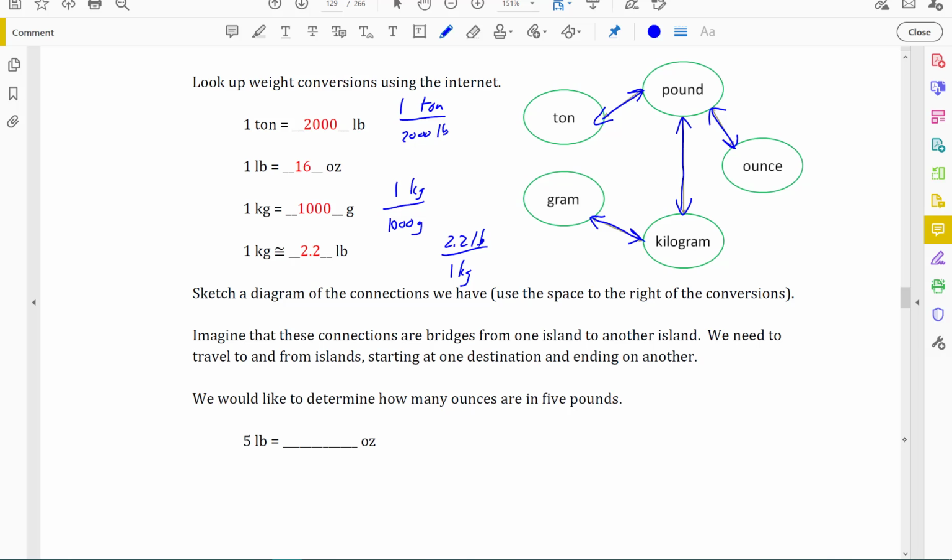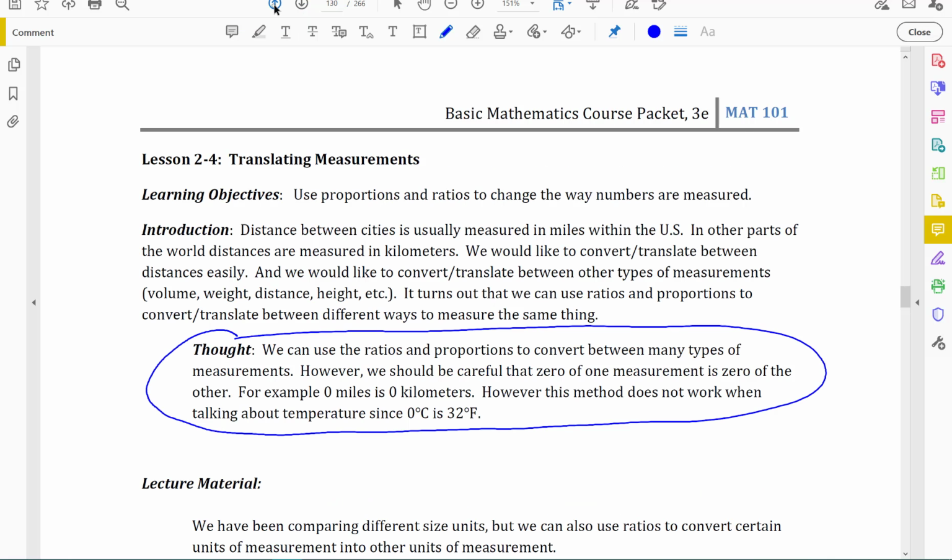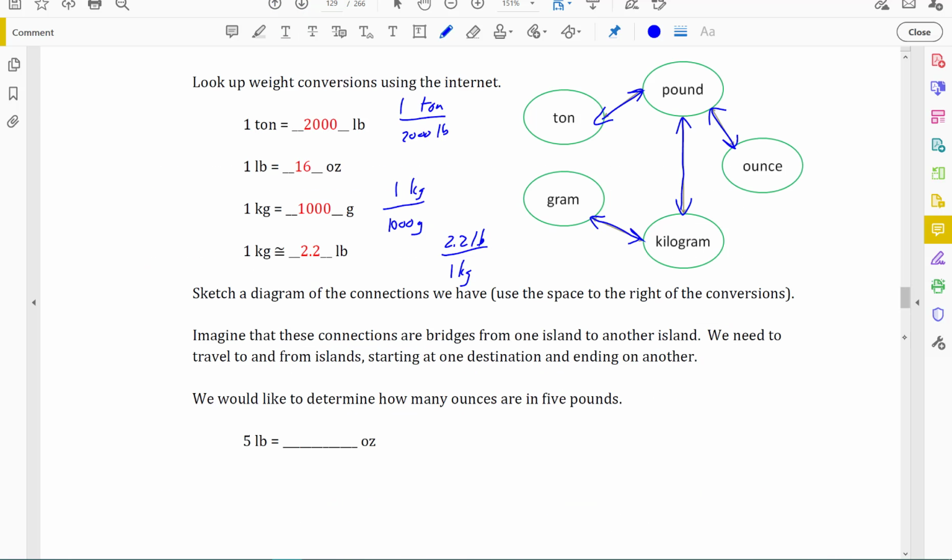We would like to determine how many ounces are in 5 pounds. If we flip to the next page, we can see the setup for this. What our author has chosen to do is take 5 pounds, make a ratio to an unknown number of ounces. That's going to be equal to 1 pound to 16 ounces. We saw the 1 pound to 16 ounces on the previous page. That was this one right here. And we can write 1 pound over 16 ounces.